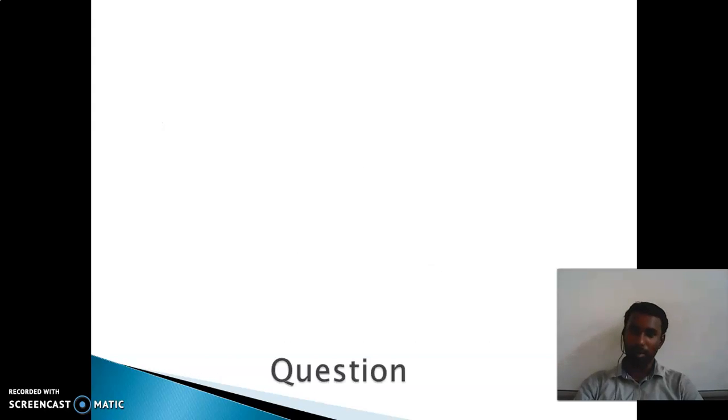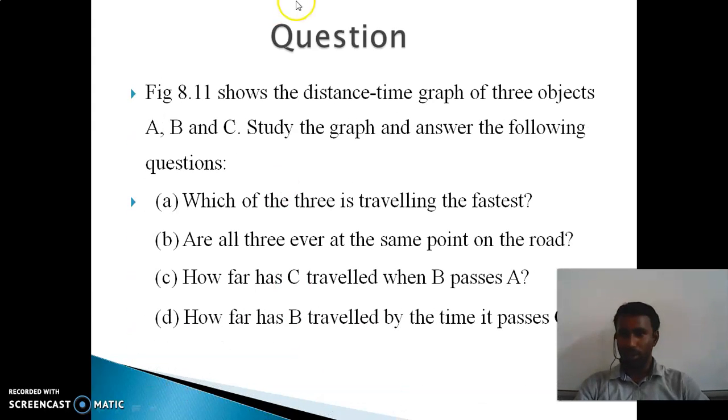So the next problem is similar. In figure 8.11, the question shows the distance-time graph of three objects A, B, C. Study the graph and answer the following questions. First question: which of the three is traveling the fastest? Fastest means an object that covers a certain distance in less time, so we can call it the fastest vehicle.